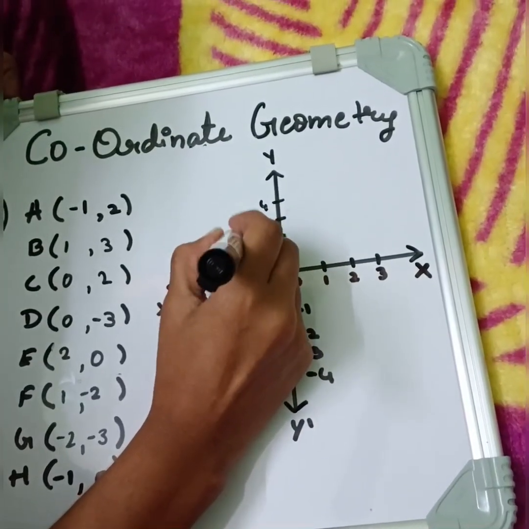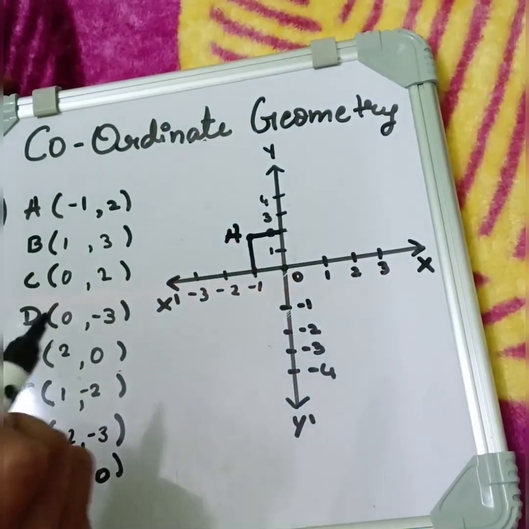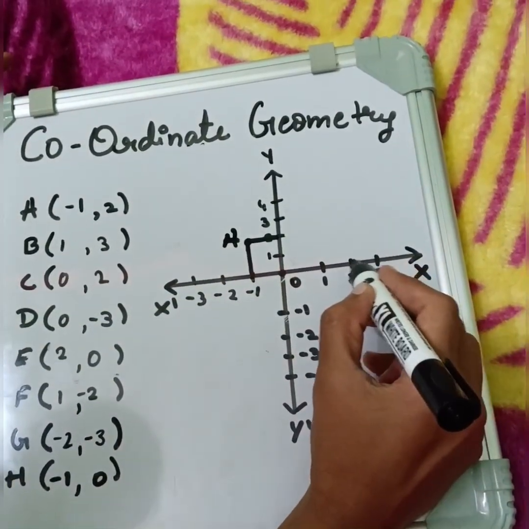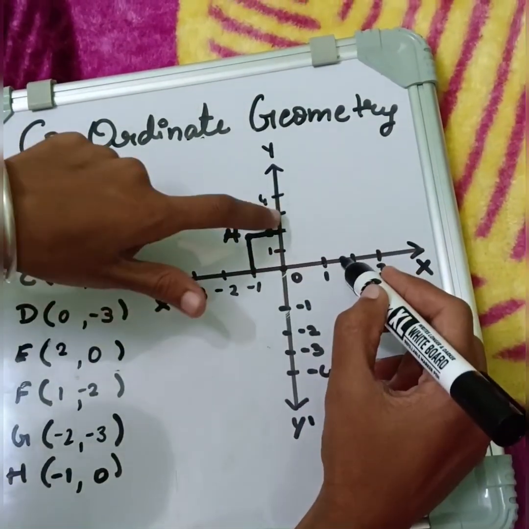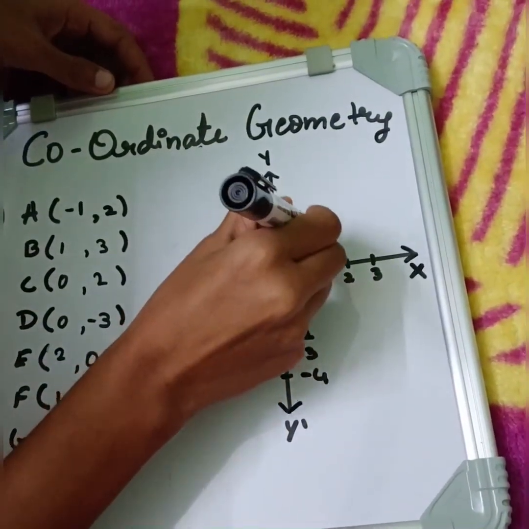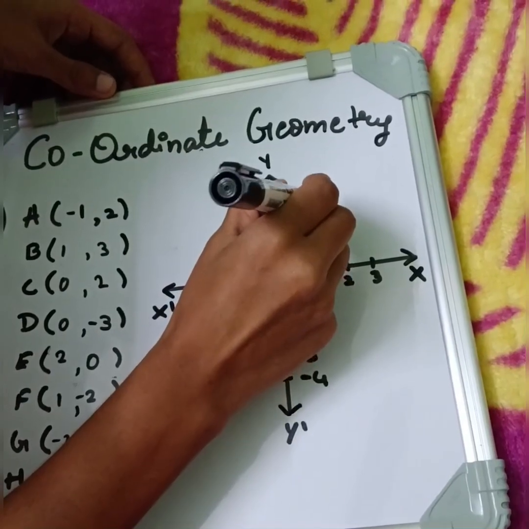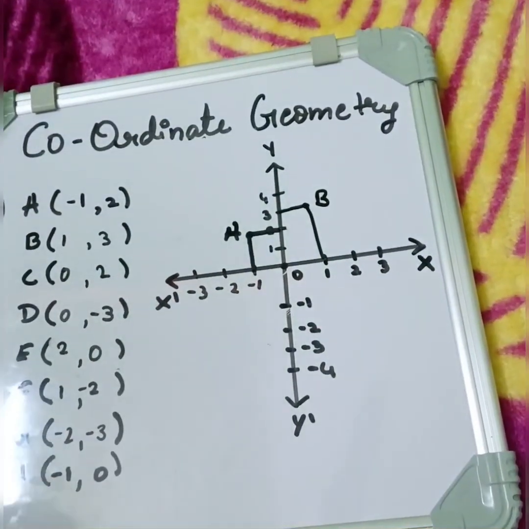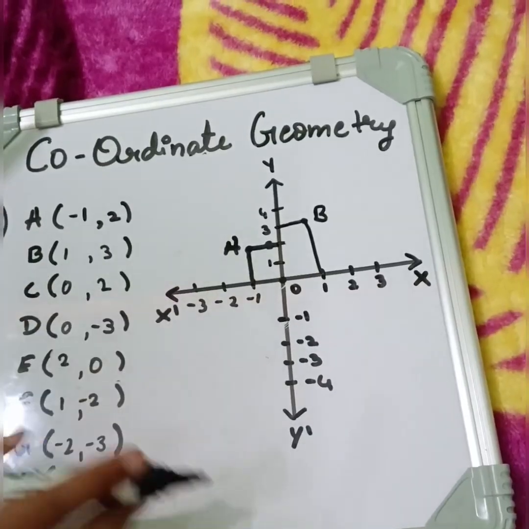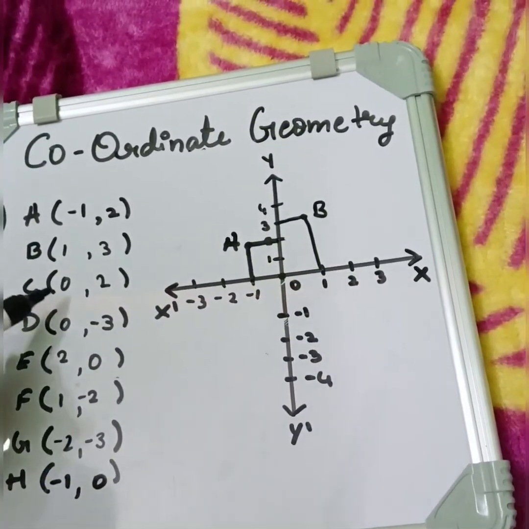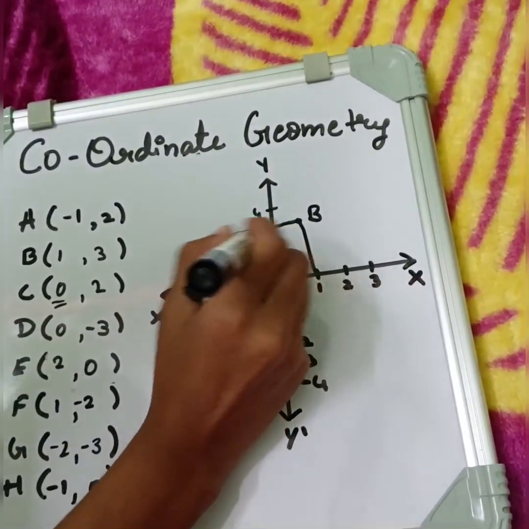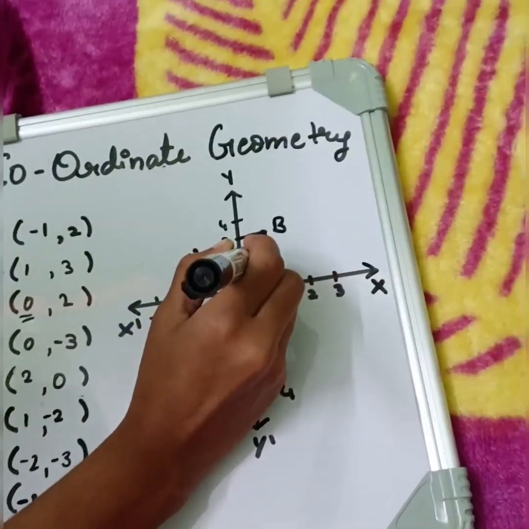This is point A. Now B: 1 comma 3. 1 is the x value, positive x. Here is 1 and then 3 is here. This is point B. Now C: 0 comma 2. 0 comma 2 means on the y-axis itself, because the value of x is 0. Where is 2? Here, on the positive side, and this is point C.